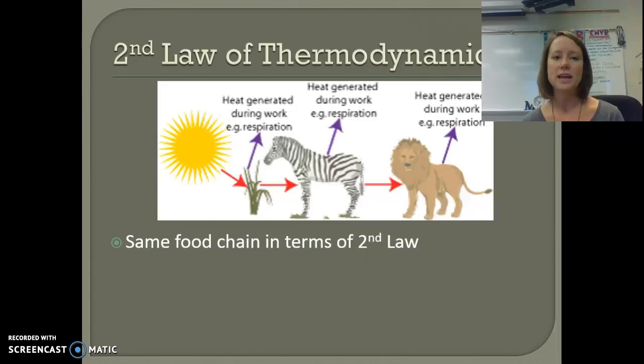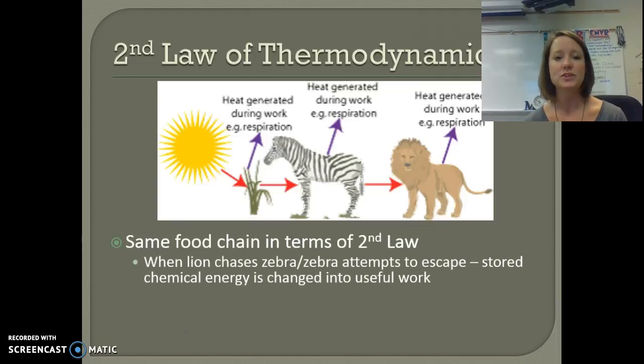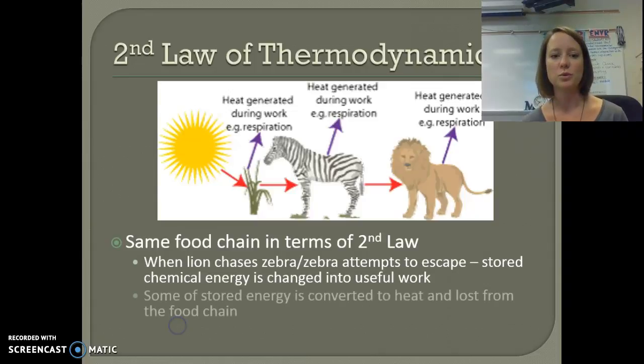So if we look back at our same food chain, where we looked at the first law of thermodynamics, our solar energy enters the plant. Well, the plant's going to use some of that energy itself to drive photosynthesis and its own respiration. So it's going to lose some of the energy due to heat. So when the zebra eats the plant, he's going to use some of the energy, lose that as heat for his own body processes. And then when the lion chases the zebra, he's using energy to generate work, and he's losing heat. So that stored energy he got from his previous meal is being changed into useful work.